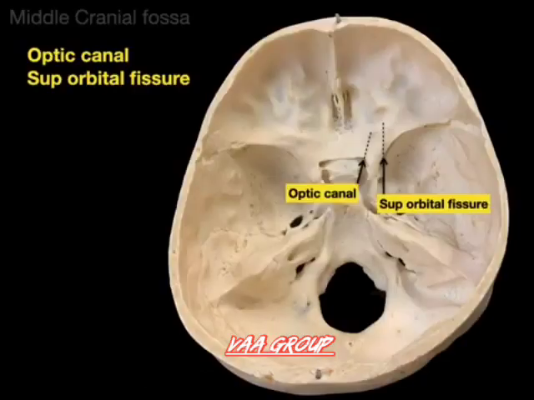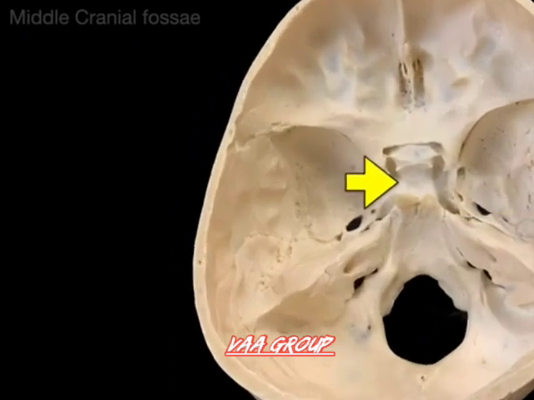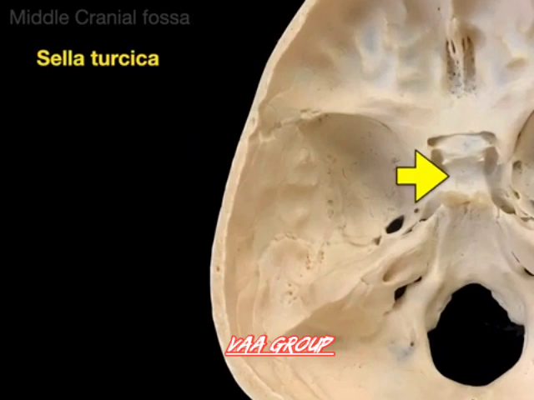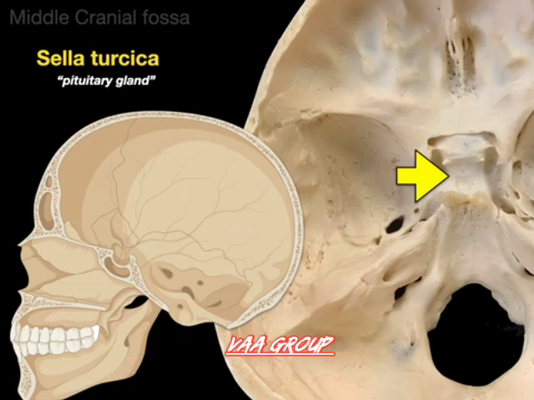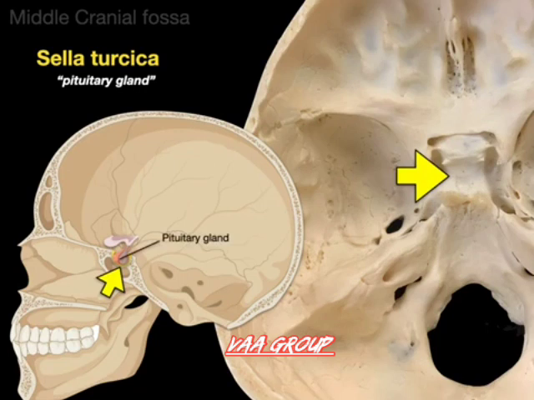So now let's go back to the middle cranial fossa. We see the optic canal and superior orbital fissure. Let's go to the next one here. And this is showing our sella turcica, which houses the pituitary gland. So here's the sagittal section, and there's the sella turcica. It gets its name because it means a Turkish saddle. I don't really see a Turkish saddle very often, but I guess that's what it looks like. And the pituitary gland sits right inside that sella turcica.